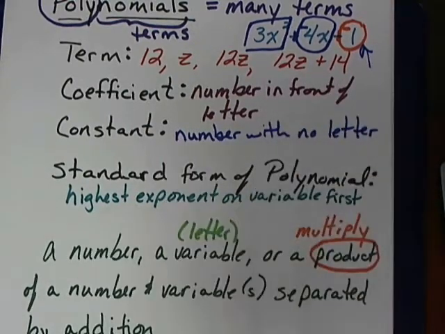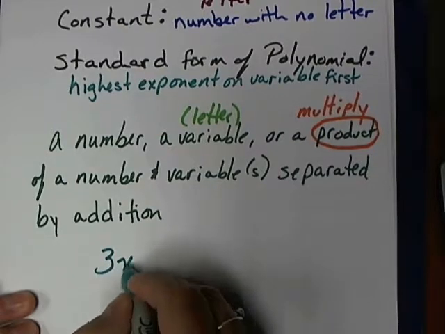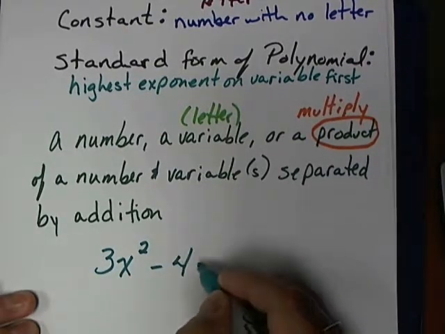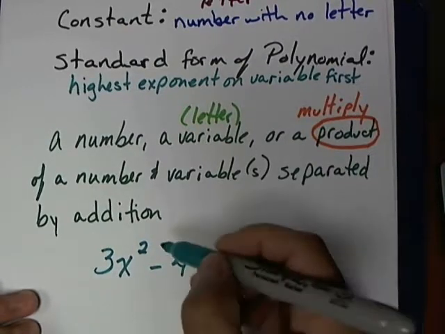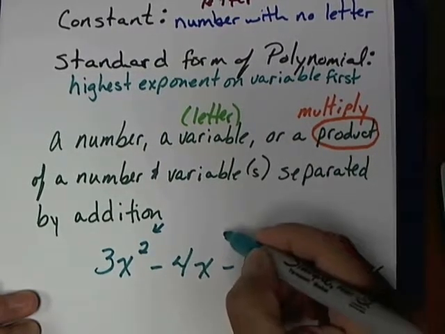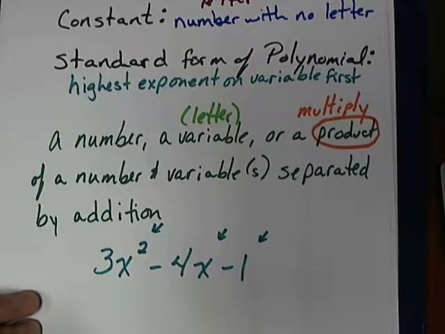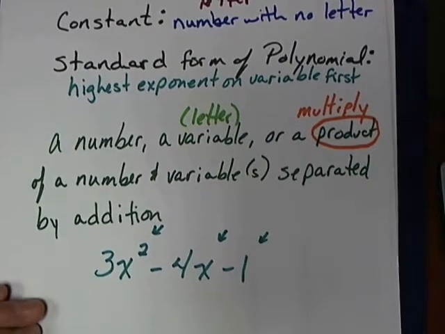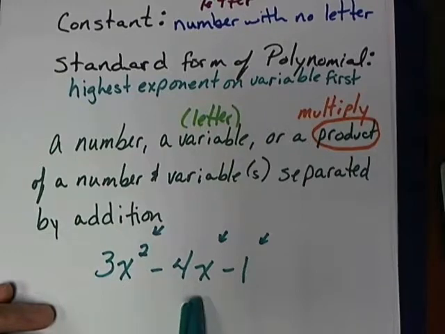So notice on that problem that I put up there, let me rewrite it down here again. We had 3x squared minus 4x minus 1. I put the x squared term first, then the x, and then the constant is the caboose. The constant is the caboose. It's always the last one. Okay, so the highest exponent was the x squared, so that term went first, and then in decreasing order.